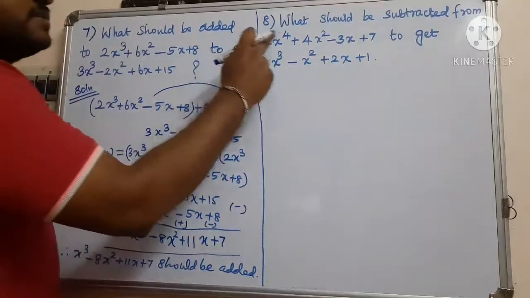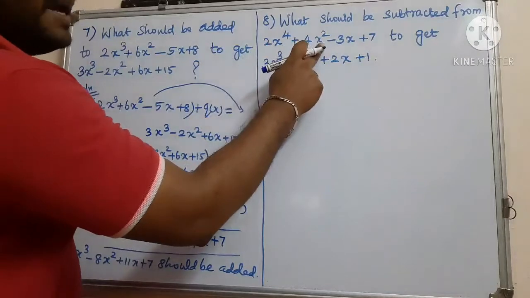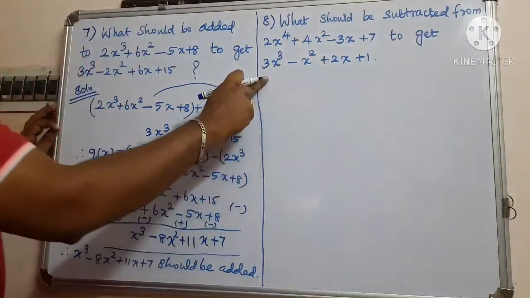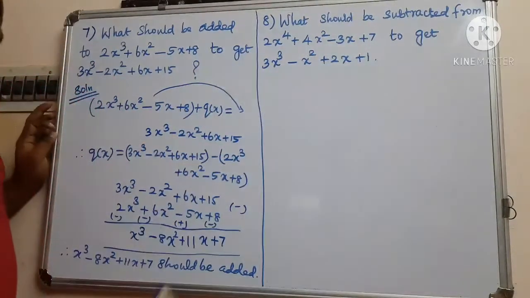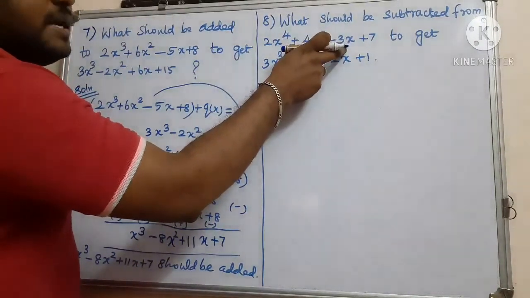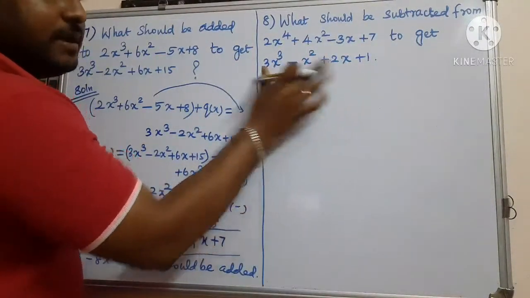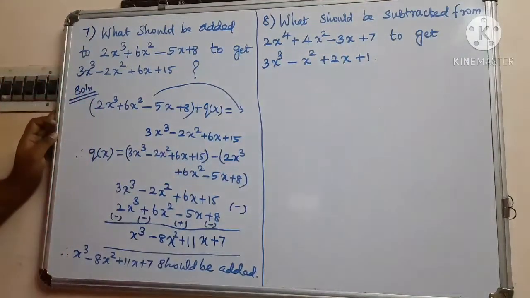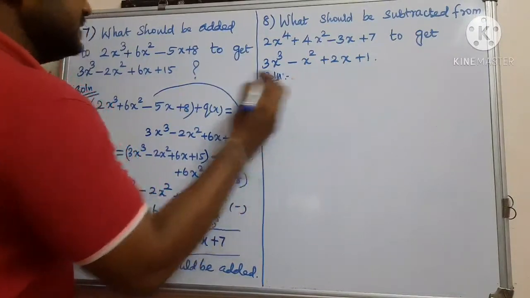Now 8th question. What should be subtracted from 2x power 4 plus 4x square minus 3x plus 7 to get the answer 3x cube minus x square plus 2x plus 1. So we have to subtract this polynomial from another polynomial. The answer must be equal to 3x cube minus x square plus 2x plus 1.